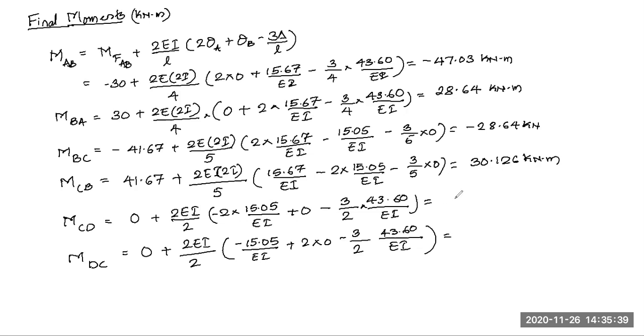So here, what you got? That should be minus 30 only, somewhere around minus 30. MFCD is 0, MFDC is also 0. 2 EI by 2 meter was the length, 2 EI by L, MFCD, 2 times theta C plus theta D minus 3 delta by L. Please check that calculation once again. Just verify those multiplications and see what you get.